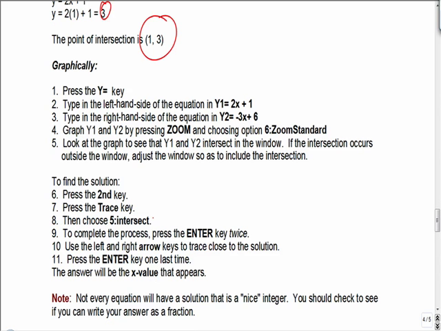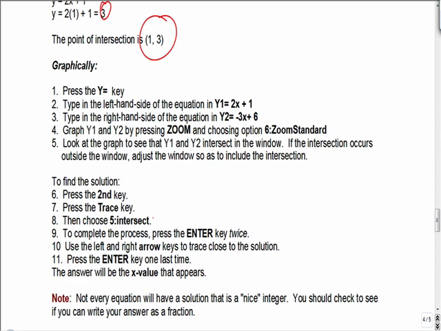We would turn on our calculator, press the y equals key, and then type in the left-hand side of the equation into our y1. So we'd have y1 is 2x plus 1, and then type the right-hand side of the equation, y2 equals negative 3x plus 6, into our y equals. We'll graph those, and I'm going to graph them by pressing the zoom key and choosing zoom standard. And in this case we're lucky because we do get the intersection in the window.